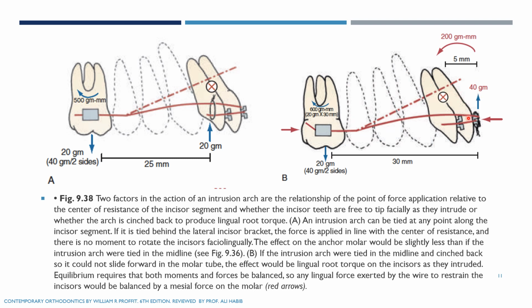At the same time, activating this will create an extrusion force on the molars that will be felt in the amount of 20 gram on each side, because we have two molars. Also, upon activation, the couple will be activated. You bring the wire down, and the posterior tooth will experience a 600 gram millimeter moment. How did we measure it? We multiply the distance between the two units times the force, 20 gram, to give 600 gram millimeter.